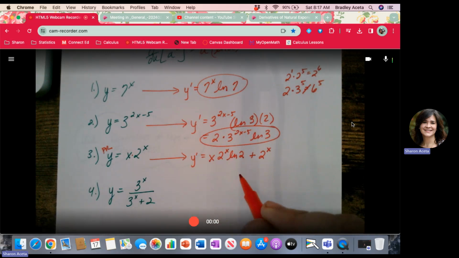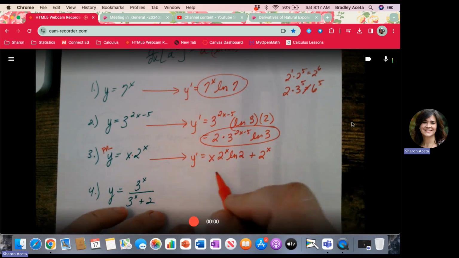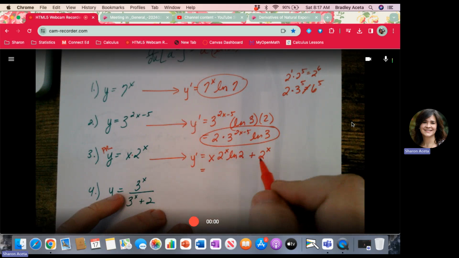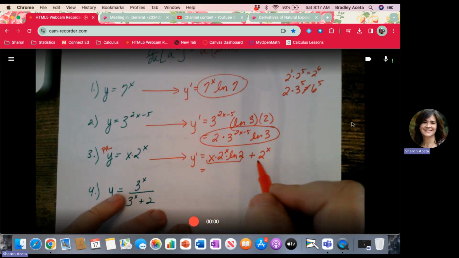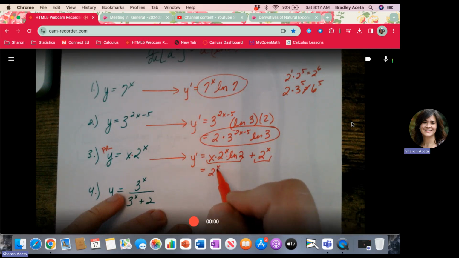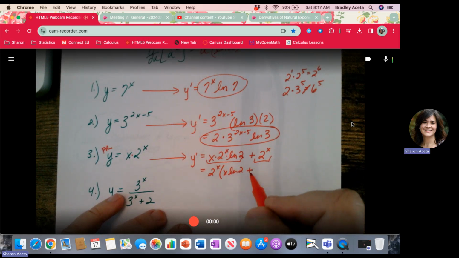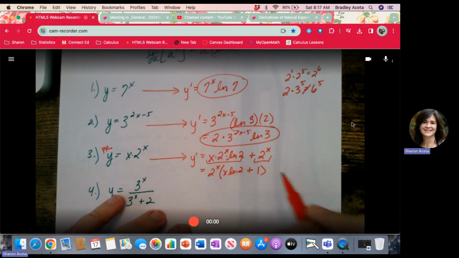Now that's fine with me, just so you know, depending on who your teacher is, you can factor out a 2 to the x, since this is all multiplication. So here's your one group and here's your other group. You can do 2 to the x times, you'd have x, you'd have the ln 2, then you put your plus, and then 2 to the x from 2 to the x is 1.